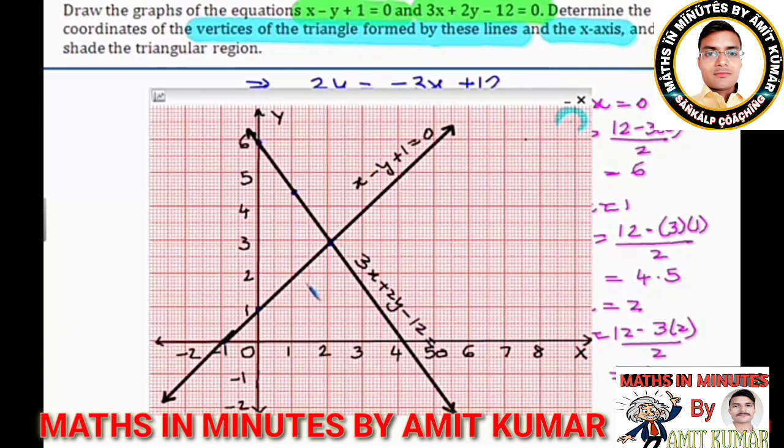And we have the coordinates of this equation. This is the triangle, and the vertices are 2, 3, and this one is minus 1, 0, and this one is 4, 0. Now let's shade the triangular region. Here the blue region is our desired triangle.